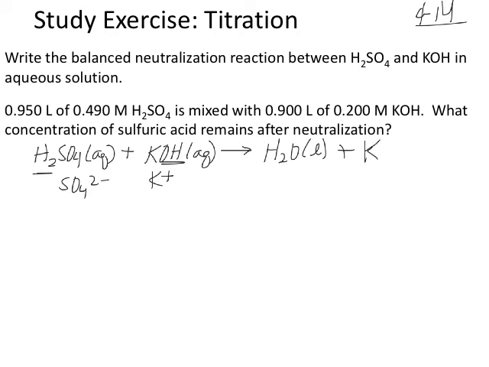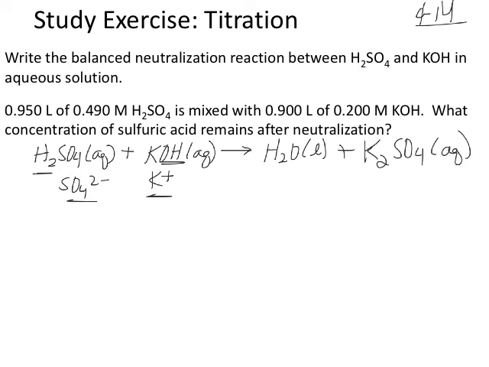And so we have potassium sulfate, and because we have one of those, we need 2 potassiums, because we have a 2 minus here. And this is going to be an ionic compound, therefore a salt, and it's aqueous. Now we need to balance this equation.